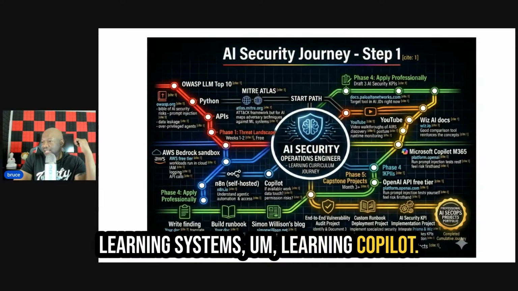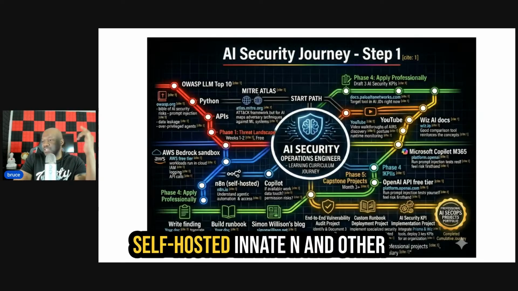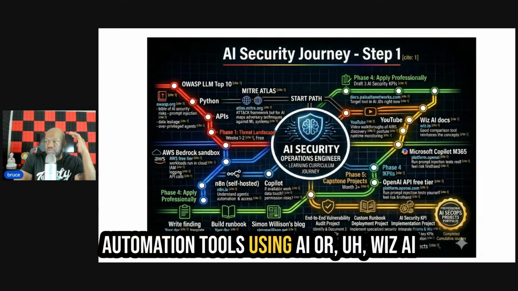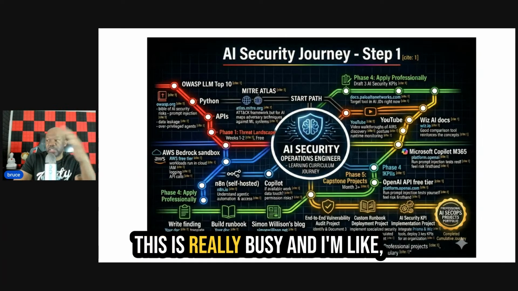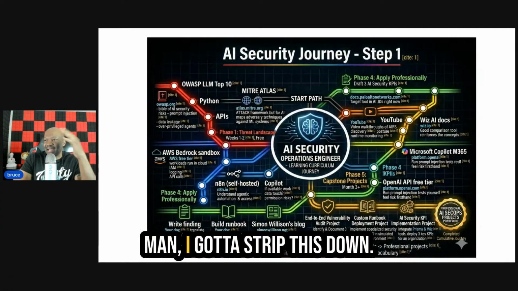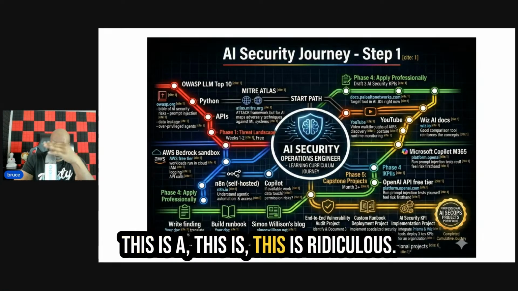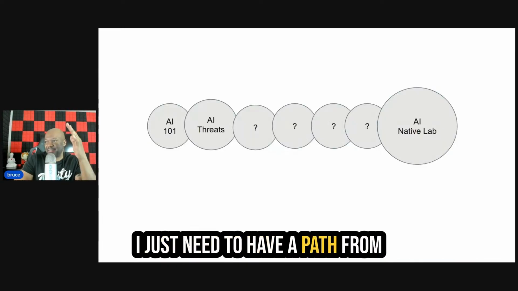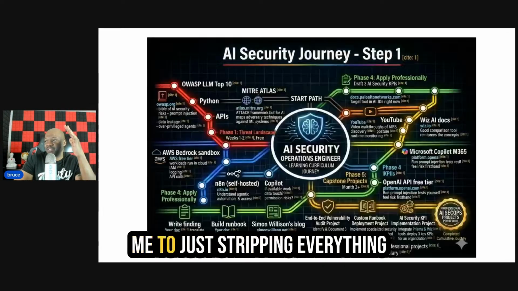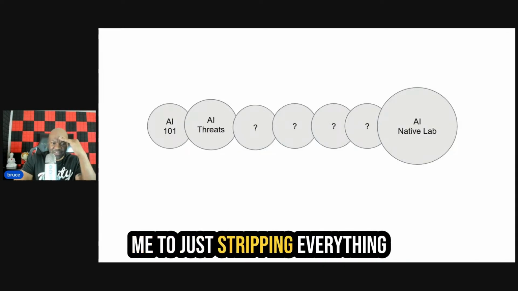Learning Copilot, self-hosted N8N, and other automation tools using AI, or Wiz AI, or all these different tools, right? This is really busy. And I'm like, man, I gotta strip this down. This is ridiculous. I don't need to learn everything on here. I just need to have a path from here to there, which brought me to just stripping everything down.